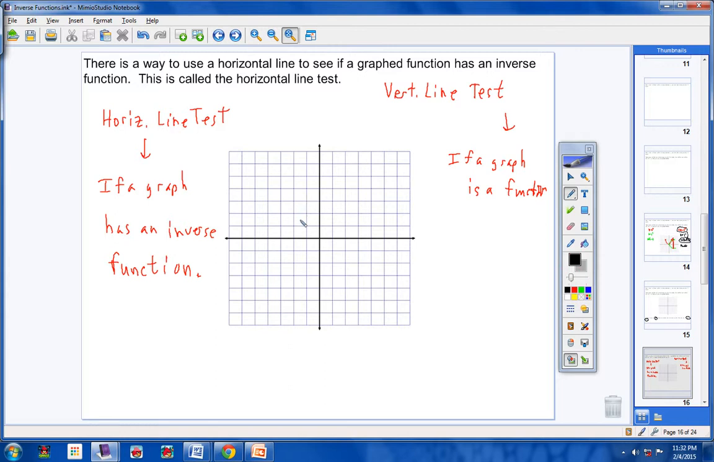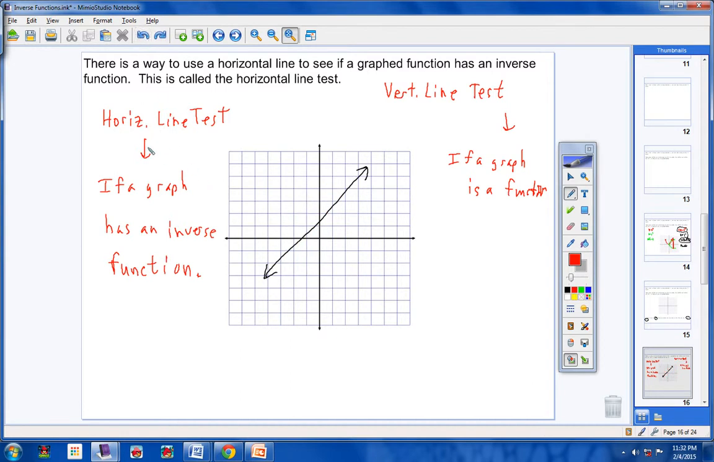Let's say I've got a graph, a line like this. A graph like this, a slanted line, okay? Let's first of all decide, is this black line a function? Well, to know if it's a function, use the vertical line test. Is there anywhere you can draw a vertical line that intersects the black graph in more than one place? No. So the vertical line test shows you that it is a function.